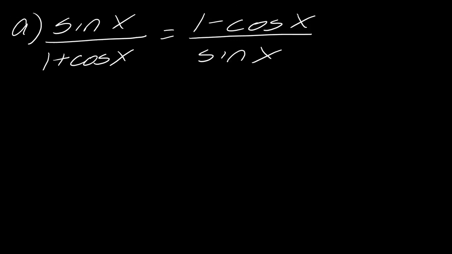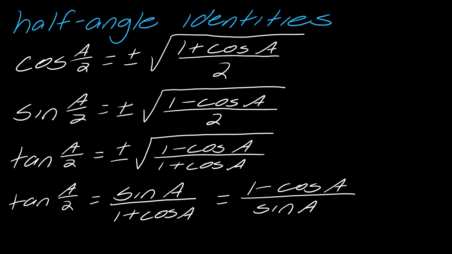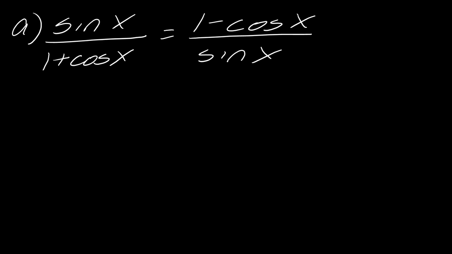Okay. So I'm going to start with sine of x over 1 plus cosine x equals 1 minus cosine x over sine of x. Now you might look at this and say, oh wait, I've seen this before. This actually is part of the half angle identity. These are actually two identities from tangent of a over 2. But this is not sufficient for proving this. So we actually need to go through and show why these two things are equal.